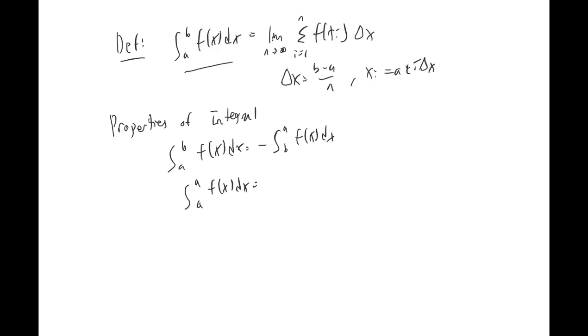This is the area under the curve of f at a point. At a point, no matter what rectangle you choose, it will have no width, because your delta x is a minus a over n, which is 0. There's no width. So this should be 0, and hopefully you all know what I mean by this.